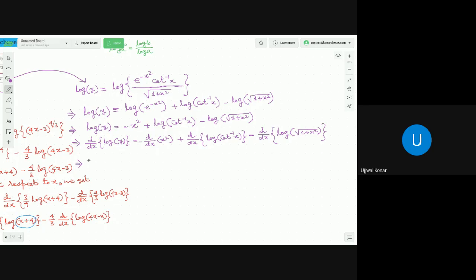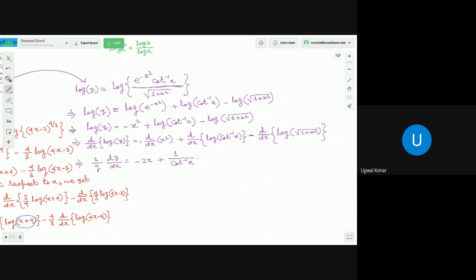d/dx of log y. We need to apply the chain rule. That is d/dy of log y into dy/dx. d/dy of log y is 1 by y. We have discussed many times, so I can write now directly 1 by y dy/dx. Now d/dx of x square is 2x, plus d/dx of log of cot inverse x. That means first 1 by cot inverse x into d/dx of cot inverse x. Correct or not? Clear or not clear?